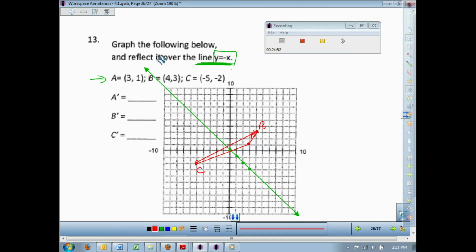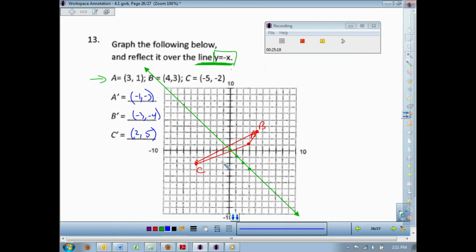There you go. Now they want us to figure out where A prime, B prime, and C prime is. So we got to know the rule for reflecting over the line y equals -x. That means make them switch places and switch signs. So let me go blue here. A prime would actually be at -1, -3, switching places and switching signs. B prime would be at -3, -4, and C prime would be at 2, 5. So I'm going to plot those points.